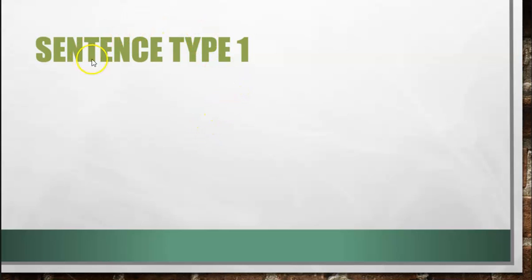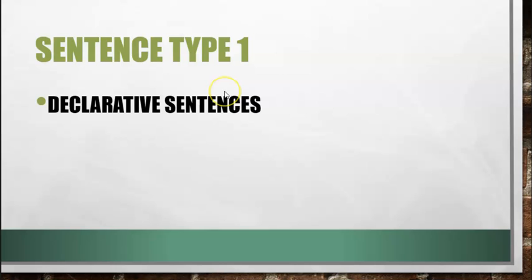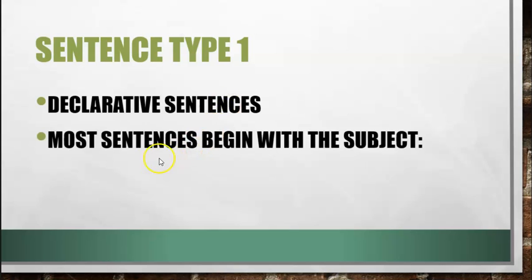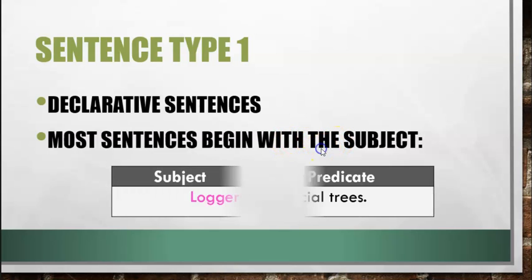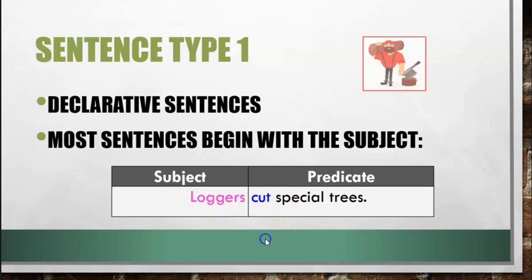The first type we're going to look at are your simple declarative sentences, or declarative statements, most of the sentences that we write. Most of these sentences begin with the subject, so you'll have the subject first and then the predicate. An example: loggers cut special trees. If we divide our sentence, loggers is our complete subject and our simple subject. Cut special trees is our complete predicate, and cut is our simple predicate, being the verb in the sentence. So this is most of the sentences, pretty straightforward.